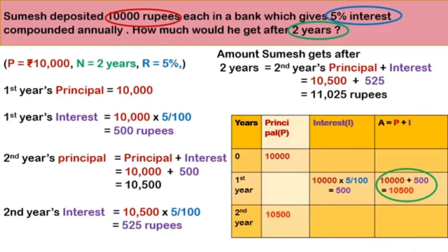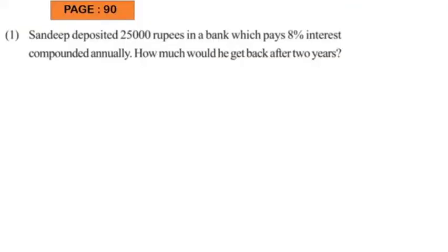P into 1 into R is 5 by 100. So first year's interest is 500, and after 1 year the amount is 10,000 plus 500, that is 10,500. Second year our principal amount changes. Second year our principal amount is 10,500. So we want to find the interest at second year. So 10,500 into 5 by 100, that is 525. So amount after 2 years is 10,500 plus 525, that is 11,025.